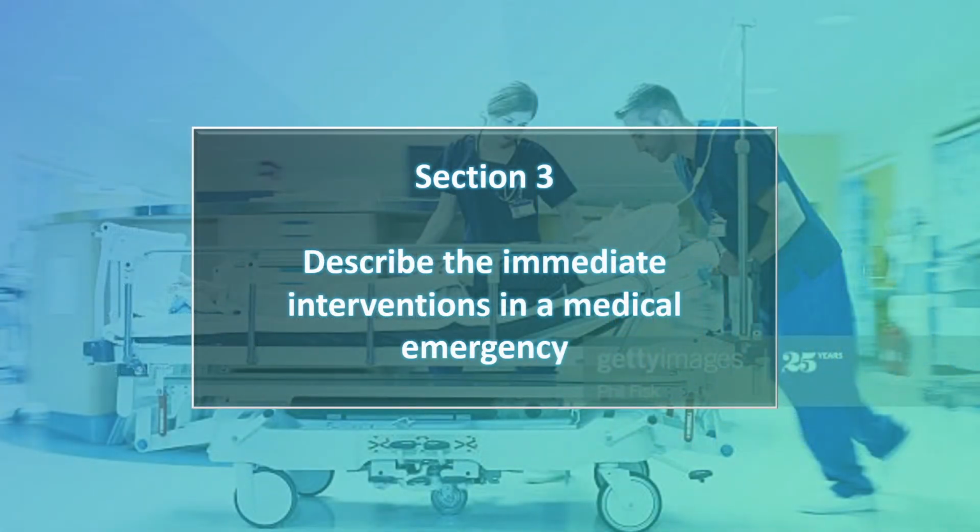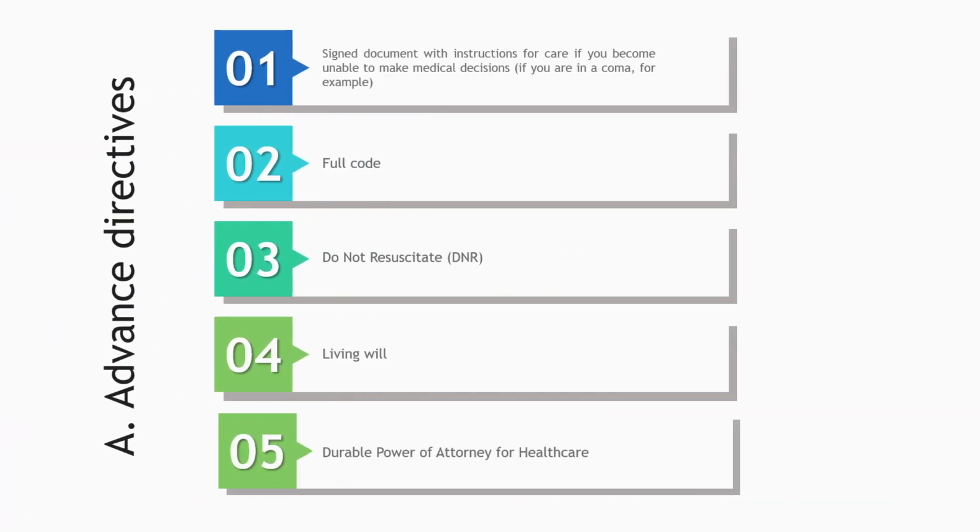Section 3. Describe the immediate interventions in a medical emergency. A. Advanced directives. 1. A signed document with instructions for care if you become unable to make medical decisions, such as if you are in a coma, for example. 2. Full code. 3. Do not resuscitate. 4. Living will. 5. Durable power of attorney for health care.